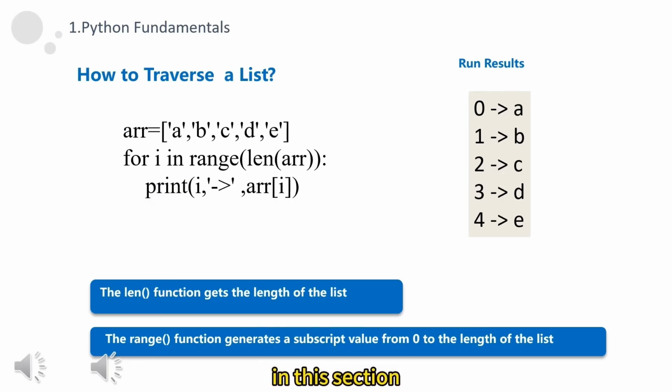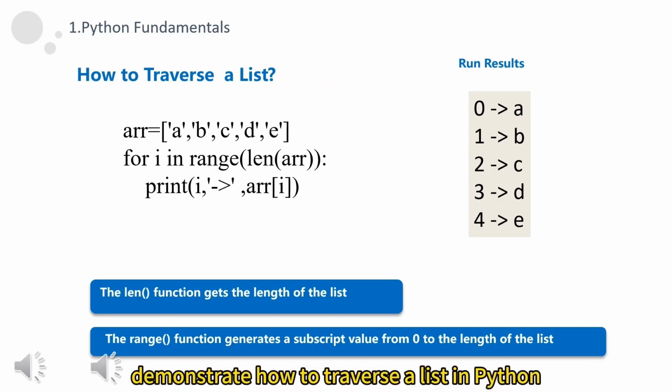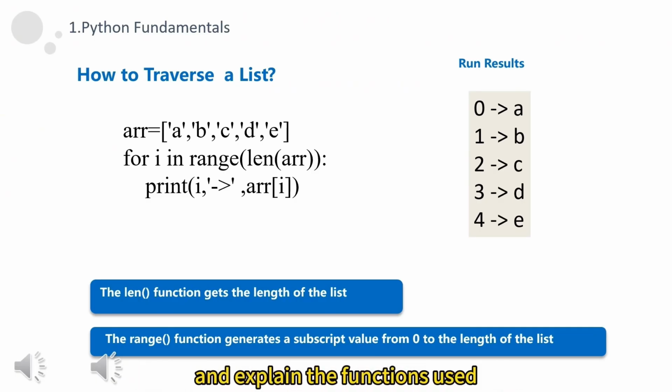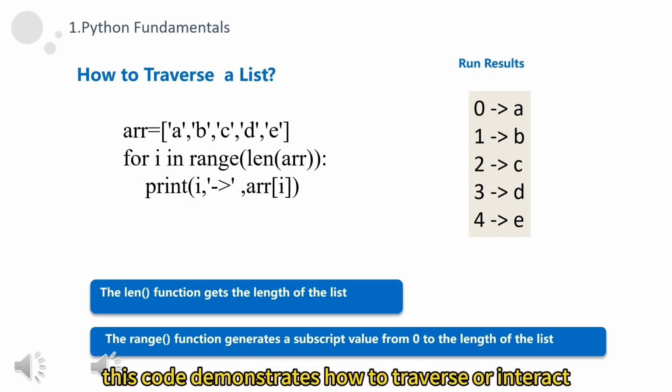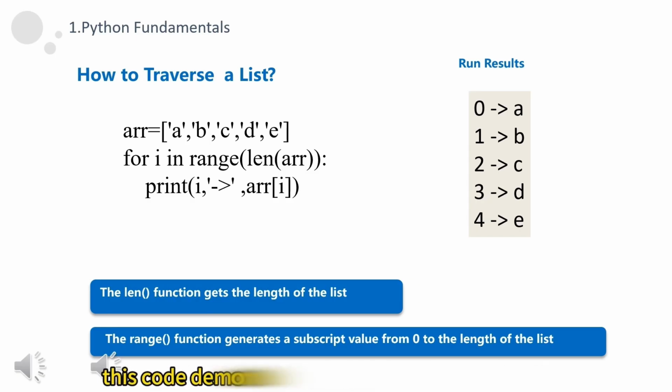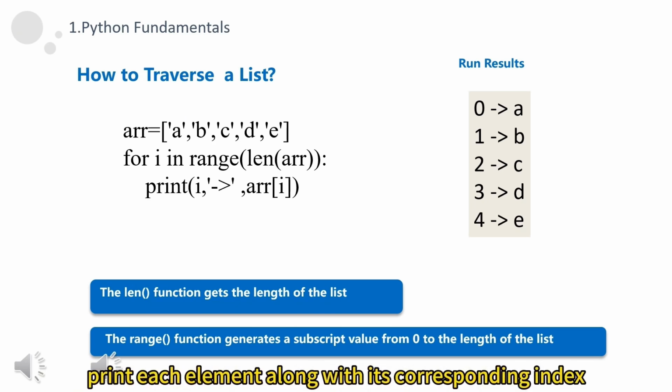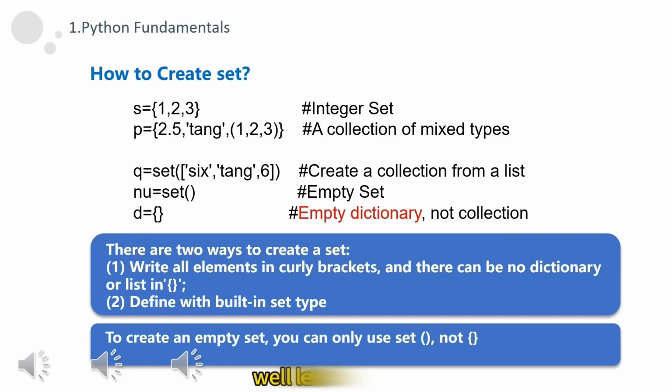In this section, we'll discuss and provide code that demonstrates how to traverse a list in Python and explain the functions used. This code demonstrates how to traverse or iterate through a list named R and print each element along with its corresponding index. Well, let's move on.